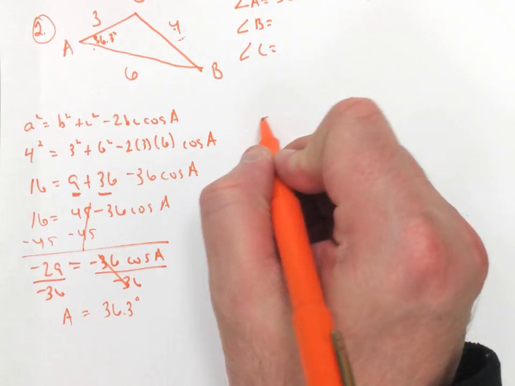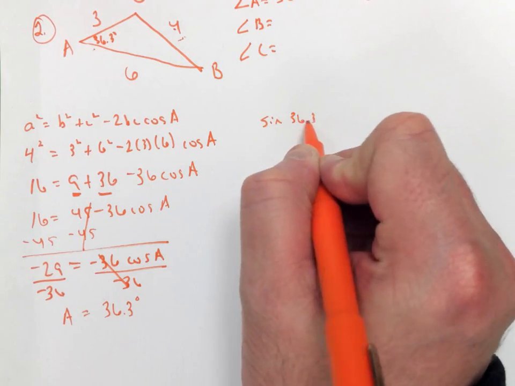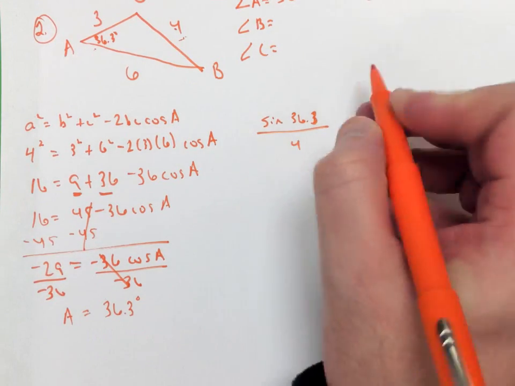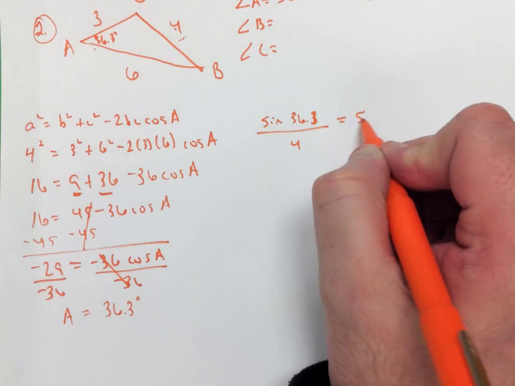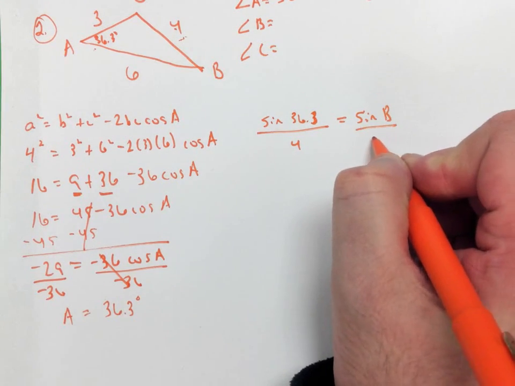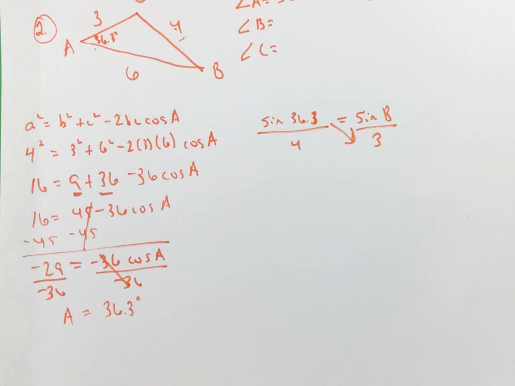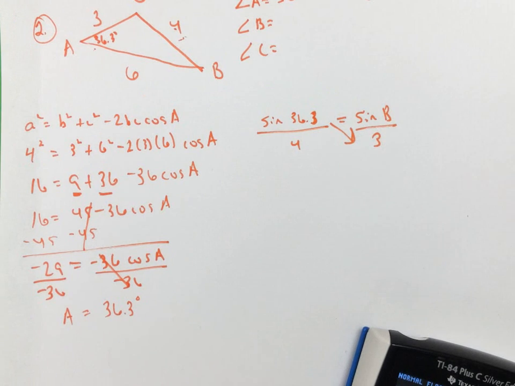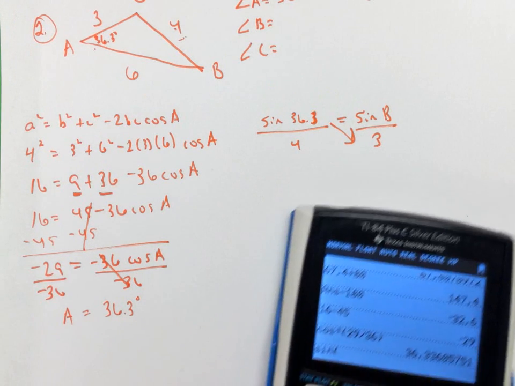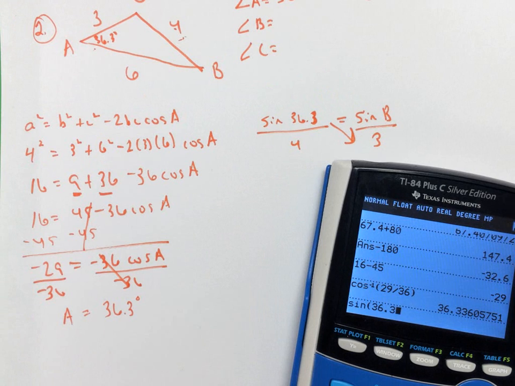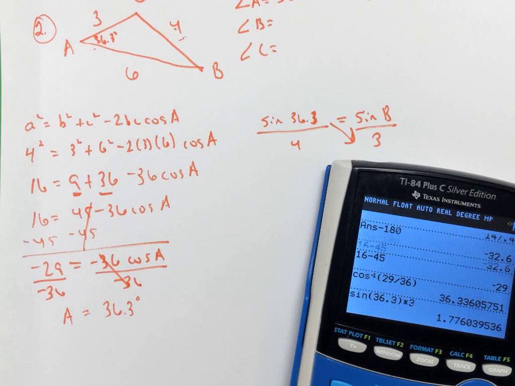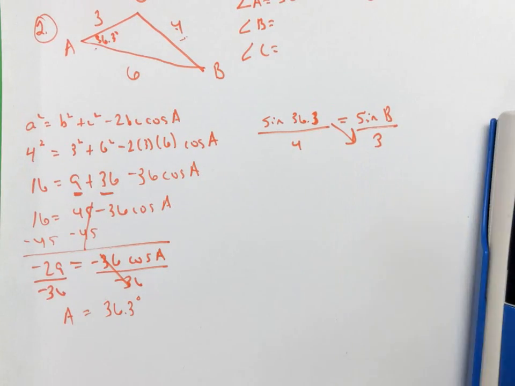So I'm going to just go sine of 36.3 over 4 equals, I'm going to find angle B, sine of B over 3, cross multiply. So I got sine, if you have trouble typing stuff in, times 3. I'm going to go to 4 decimal places in the problem.